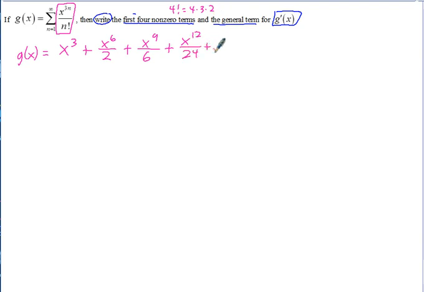And then plus, there's our first 4 non-zero terms. The general term we're given right here in the formula, x to the 3n. That's how we found the first 4 non-zero terms over n factorial. Okay. But that's g of x.